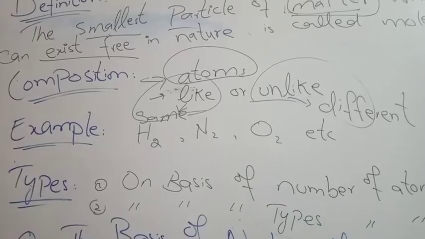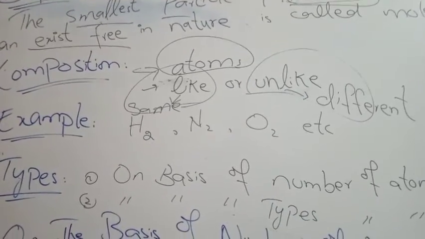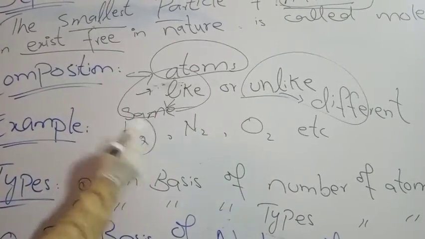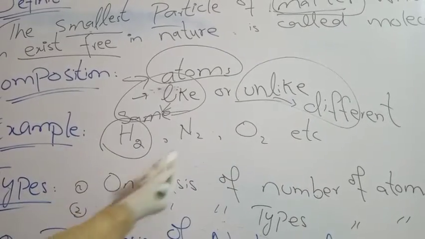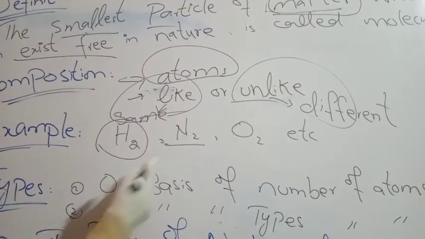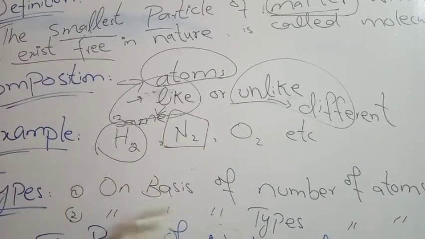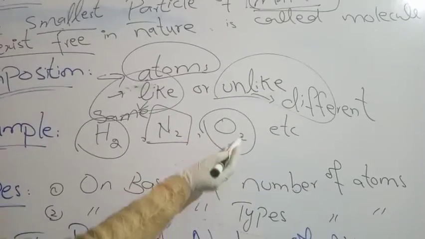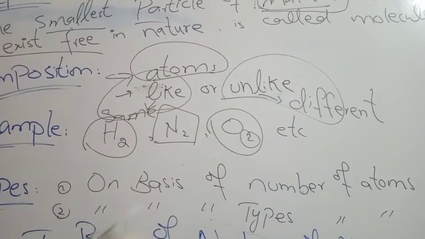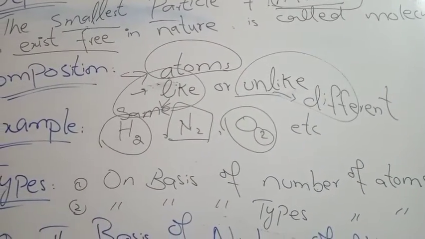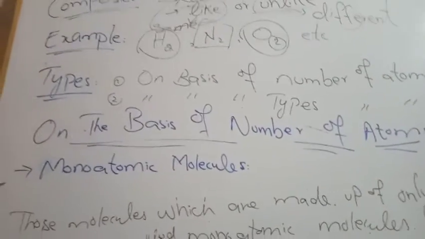Now the examples of molecules. What are the examples of molecules? This H2 means that it is the molecule of hydrogen. The molecule of nitrogen is an example of a molecule. The molecule of oxygen too shows that it is a molecule, and so on. Now discussing the types of molecules, what are the types of molecules?